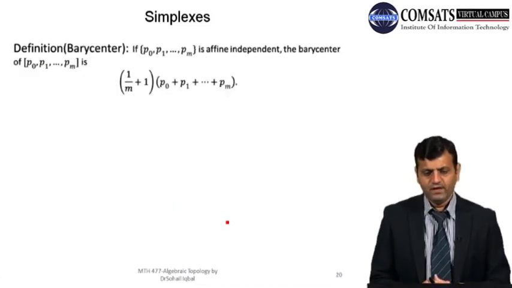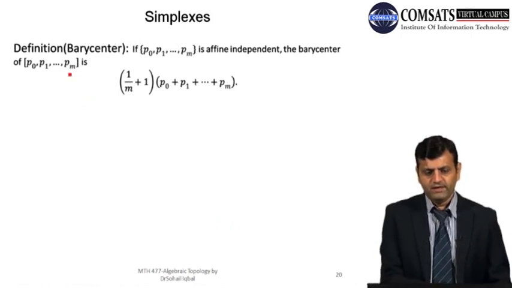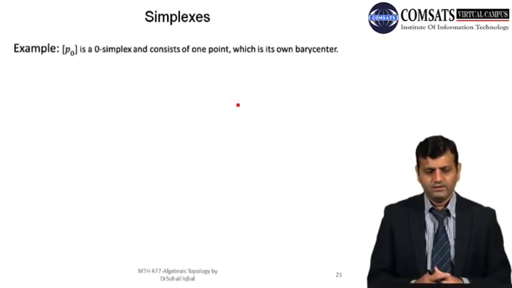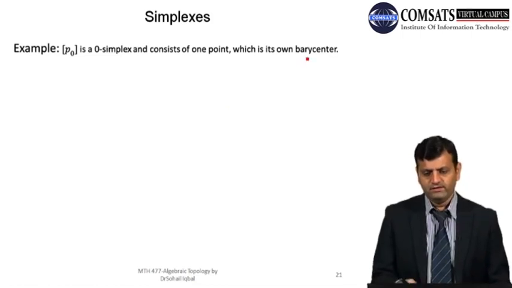Barycenter. If we have m plus 1 points and they are affinely independent, then the barycenter of this m-simplex, this affine m-simplex, is defined in this way. So P0, the simplex generated by 1 point, is a 0-simplex and consists of only 1 point, which is its own barycenter.